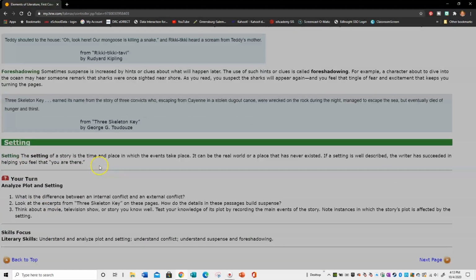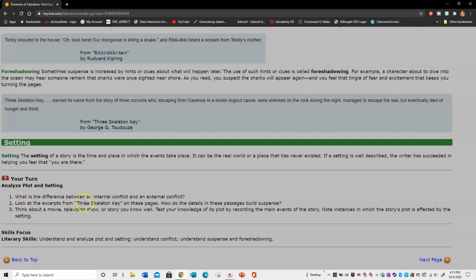Setting. The setting of the story is the time and place in which the events take place. It can be the real world or a place that has never existed. If a setting is well described, the writer has succeeded in helping you feel that you, quote unquote, you are there. Your turn. Analyze plot and setting.